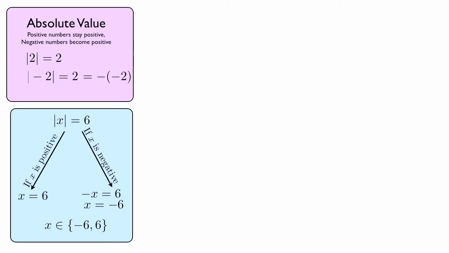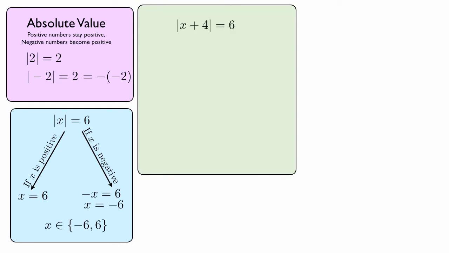So this was a simple example, but it already shows the key idea, which is that if the thing inside the absolute value is negative, then we have to multiply it by negative 1 to make it positive. So here's another example that uses the exact same idea, just a little bit more complex. The absolute value of x plus 4 is equal to 6.